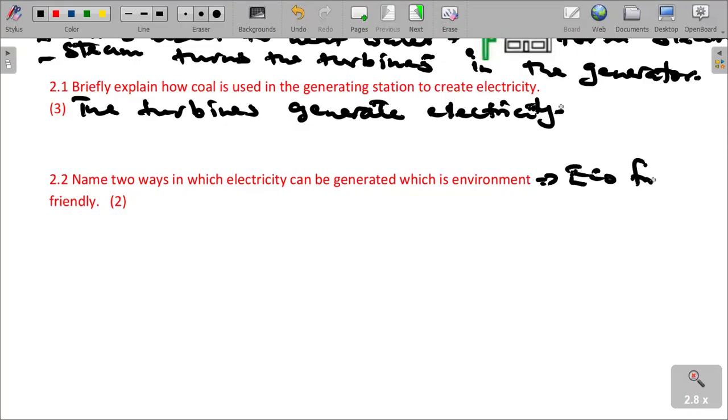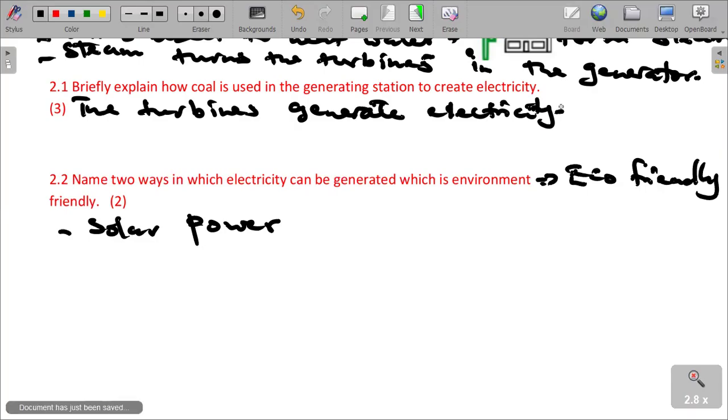It can also be called eco-friendly. So the two ways, one, we can talk about solar power. Solar power can be one of the ways. In this case, we need to understand that we have got the photovoltaic panels that convert the sunlight directly into electricity.